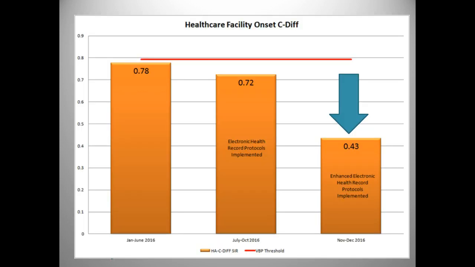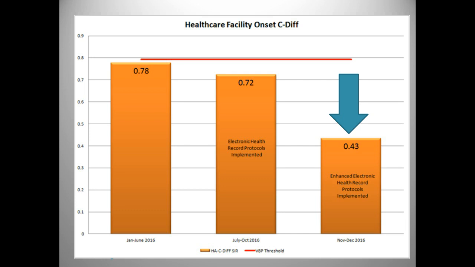So this is where I show you some data that we do believe the electronic health record process is working. In January through June, our SIR rate for our C. diff here was 0.78. So we implemented our first round of protocols in July, and we did see a slight decrease, but not exactly where we wanted it to be. So that's when we started working on getting additional protocols and things put in place.